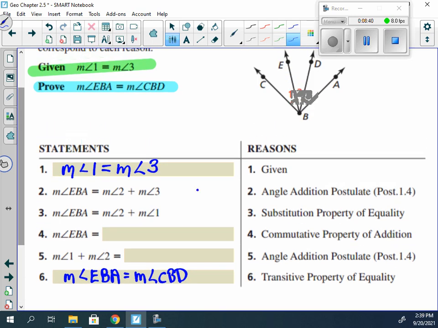Now in part number 2, they tell us that the measure of angle EBA is equal to the measure of angle 2 plus the measure of angle 3. Well, that's our angle addition postulate, because the 2 angles add together to give me the entire angle. Yes, we remember doing that the other week. That's just the angle addition postulate, that these 2 angles add together to give me the whole angle.